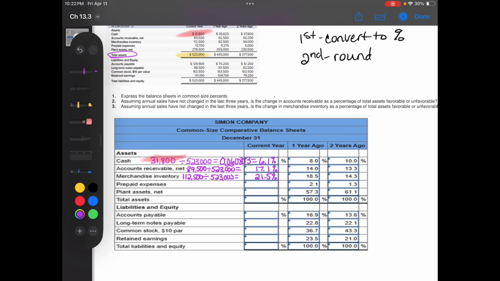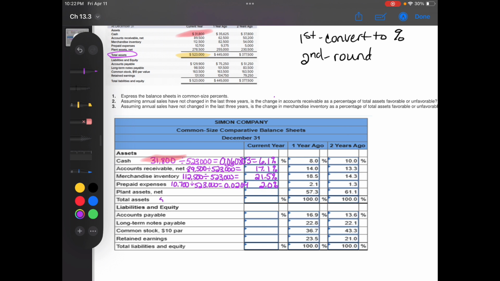That's a really important piece. Otherwise, you're going to round too much too soon. So, okay, prepaid expenses. When we take $10,700 and divide that by $523,000, we get a really small number, but it's 0.0204. So that becomes 2.0. It doesn't round to anything. It's just 2.0. Yep. Okay, so I think you get the drill.